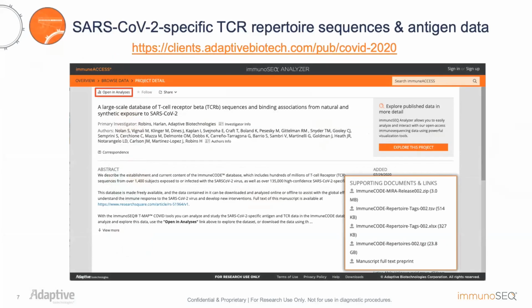All of this data is publicly available through our ImmuneAccess platform. You will have to create an account within our immunoSEQ Analyzer, but again, that is completely free, and then you will have access to everything shown here today. In order to access this data, you can go to ImmuneAccess if you already have an account and are logged in, or you can go directly to clients.adaptivebiotech.com/pub/COVID-2020.